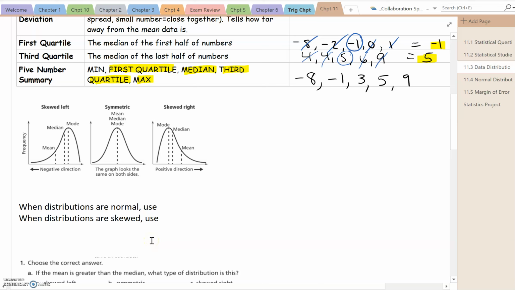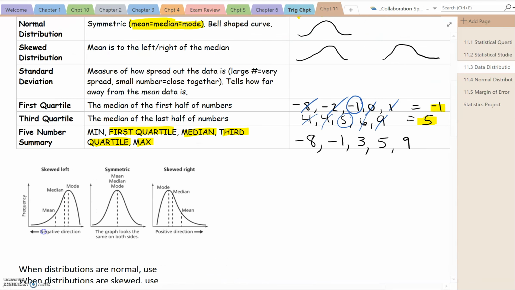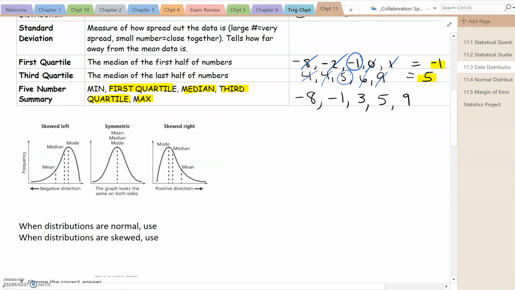Okay, so moving on to some questions you might be asked. Before we get there, I just wanted to show you a better drawing of what these normal and skewed distributions look like. So a normal distribution is symmetric. Your mean, your median, your mode are all in the middle. So it looks like a beautiful little bell curve, and your graph is the same on both sides.